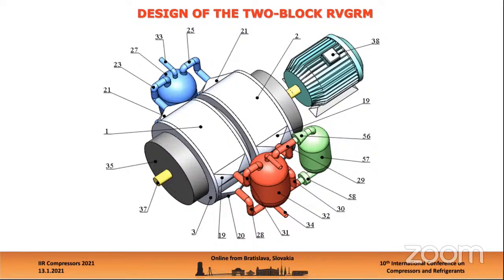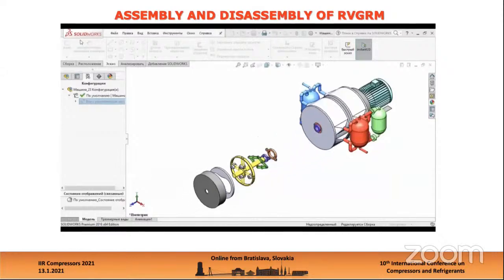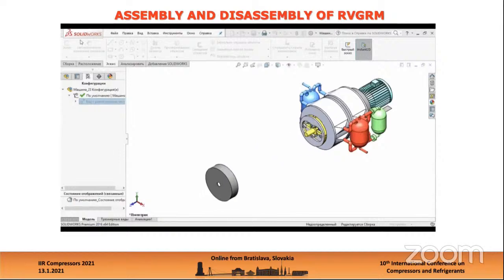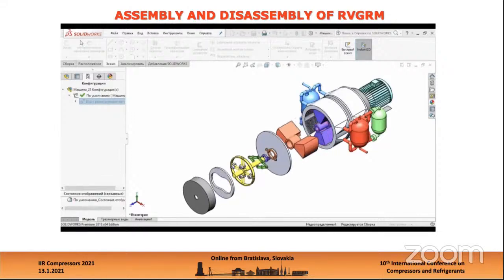To calculate the dynamics of the rear arm, to obtain the necessary equations of motion, the rear arm model is analyzed using the key system Cosmos motion. The slide shows assembly and disassembly of elements of the rear arm using the key system.